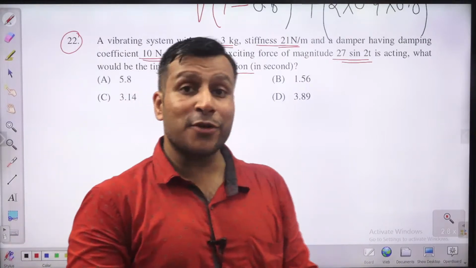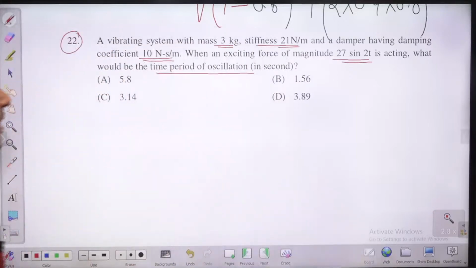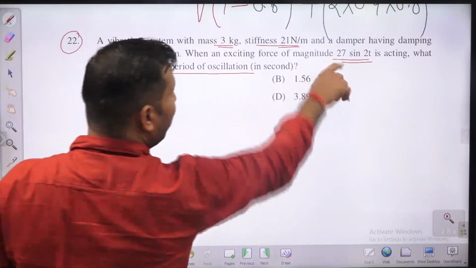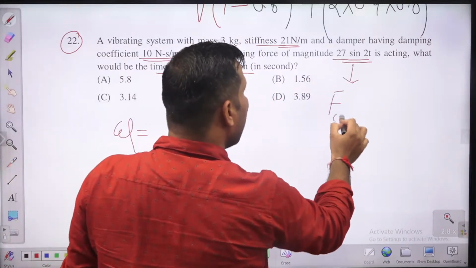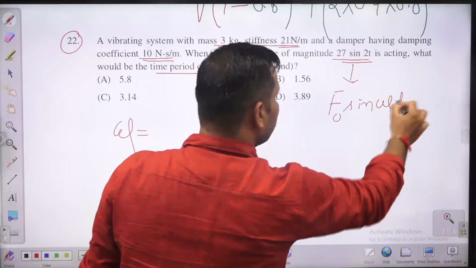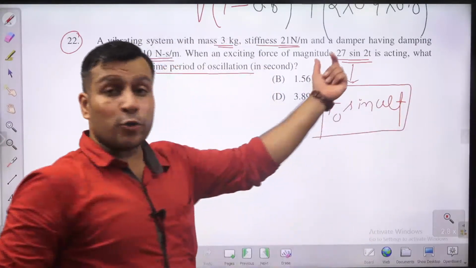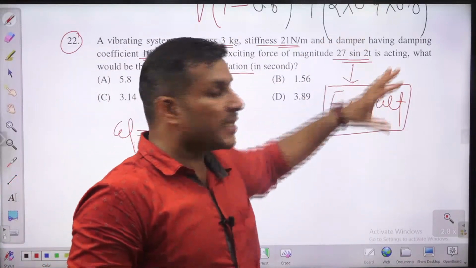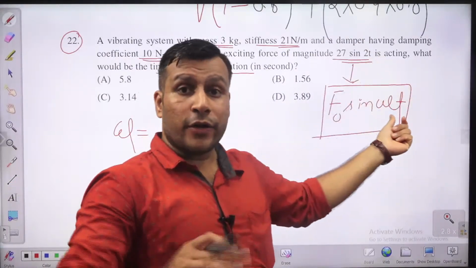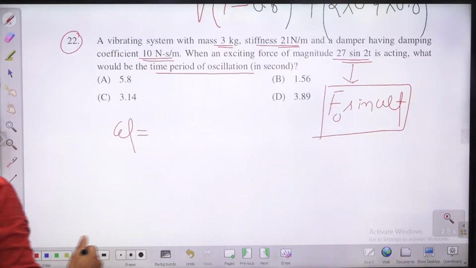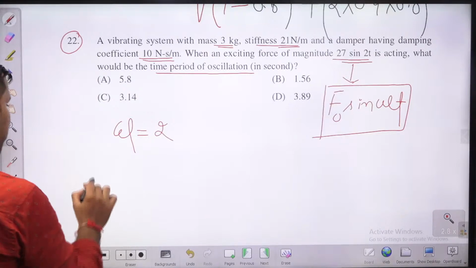So in this case, he's asking you the time period, and time period is very easy to find out. How do we write external force, guys? F naught sine omega t. So this is the external force. 27 is representing the magnitude of the external force, and this 2t is representing the frequency of the external excitation. So directly he has given you omega, guys. Omega is 2.